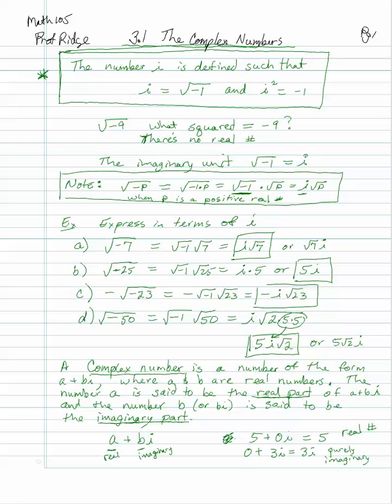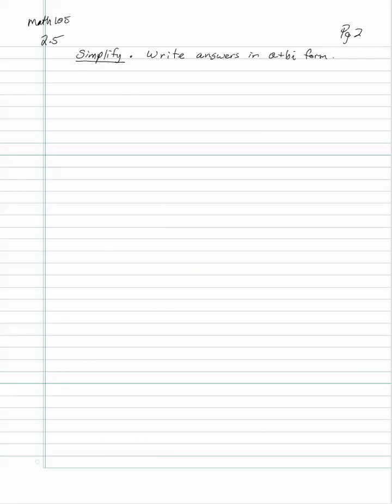Okay, so again, it's a complex number, but since there's no real part to it, it would be purely imaginary. You may hear me say that, you may not, but that's some of the lingo. Now that we know what imaginary and complex numbers are, we have to make sure we know how to add, subtract, multiply, divide, and simplify these things. So let's try a few.